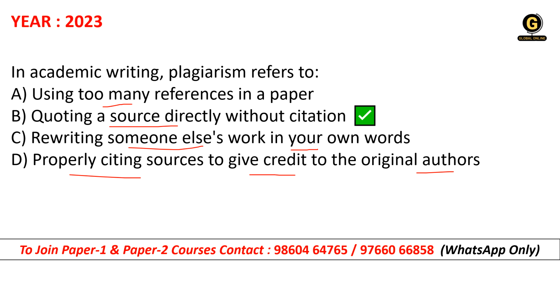Okay. Option A is saying using too many references in a paper. That is not plagiarism. Using more references in your research is not plagiarism. Then rewriting someone else's work in your own words. That is plagiarism. That means you are copying it. Okay. Properly citing a source to give credit to the original author. Proper citation can prevent plagiarism. It is not plagiarism. Okay, so plagiarism means you are copying it.